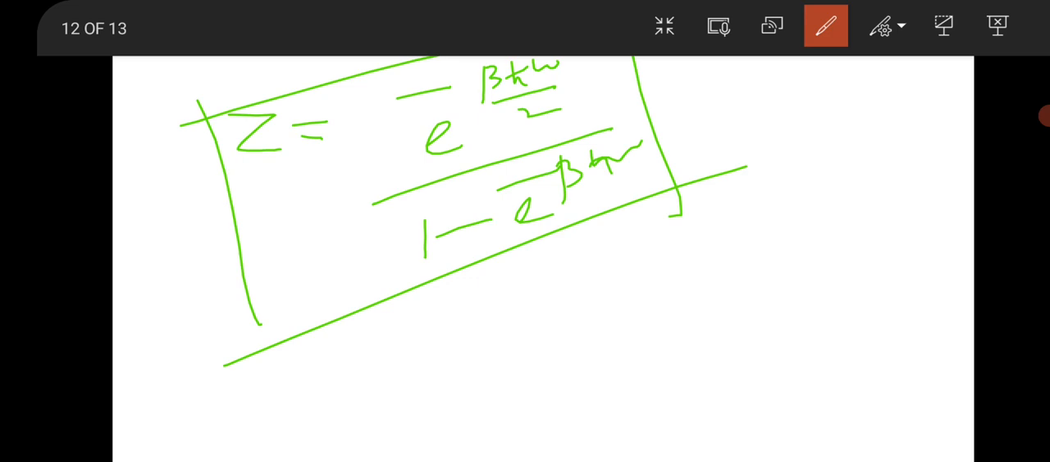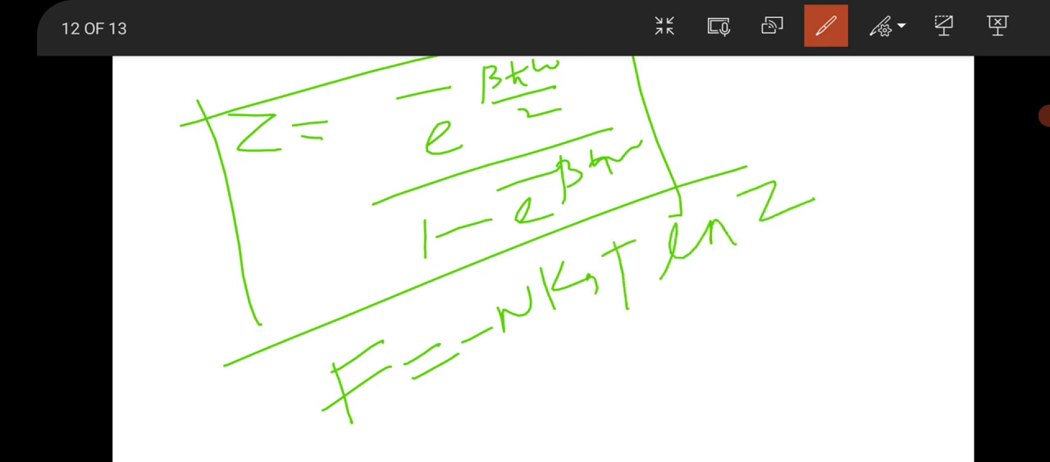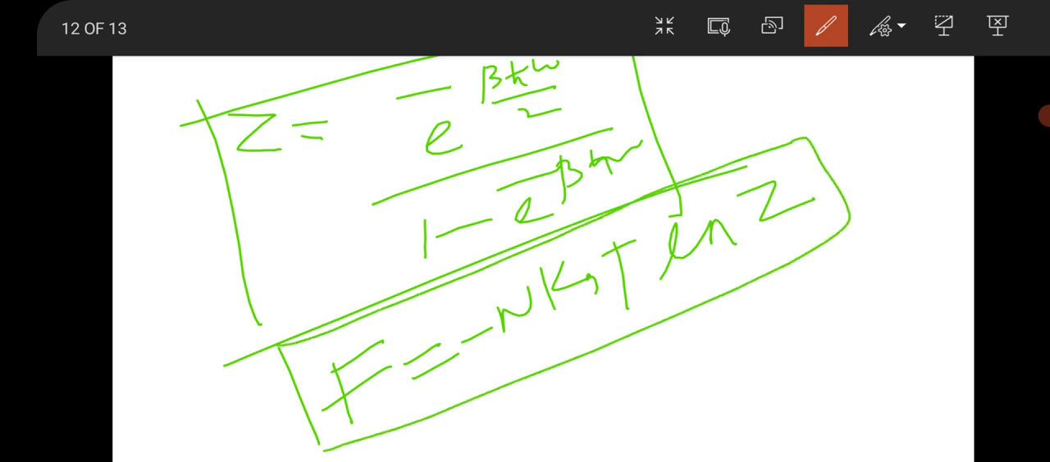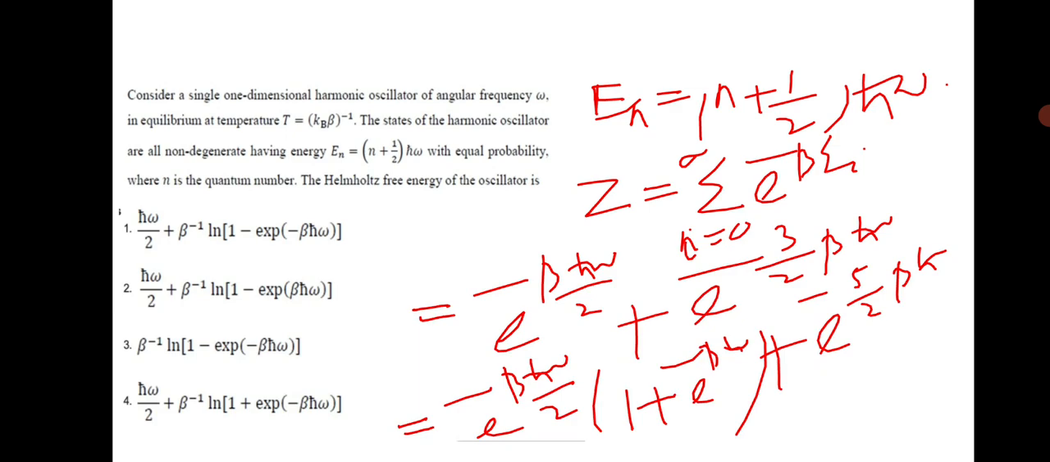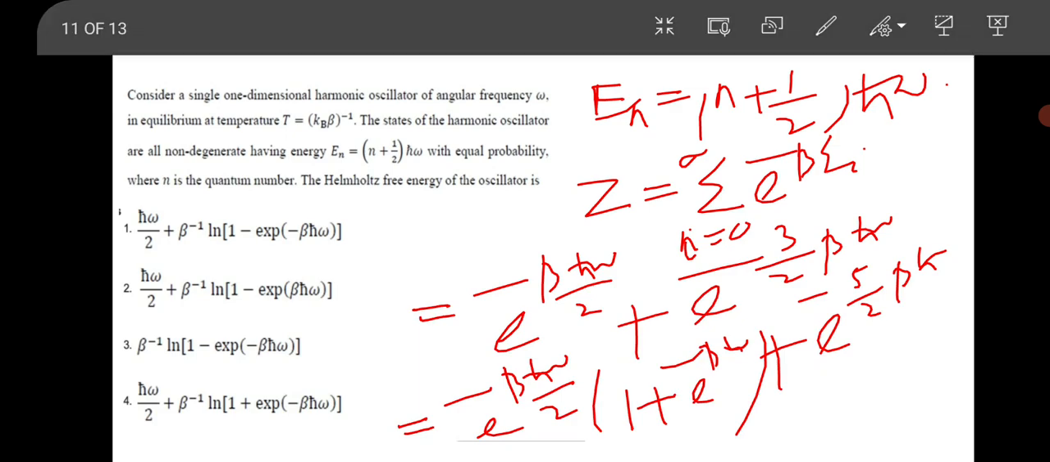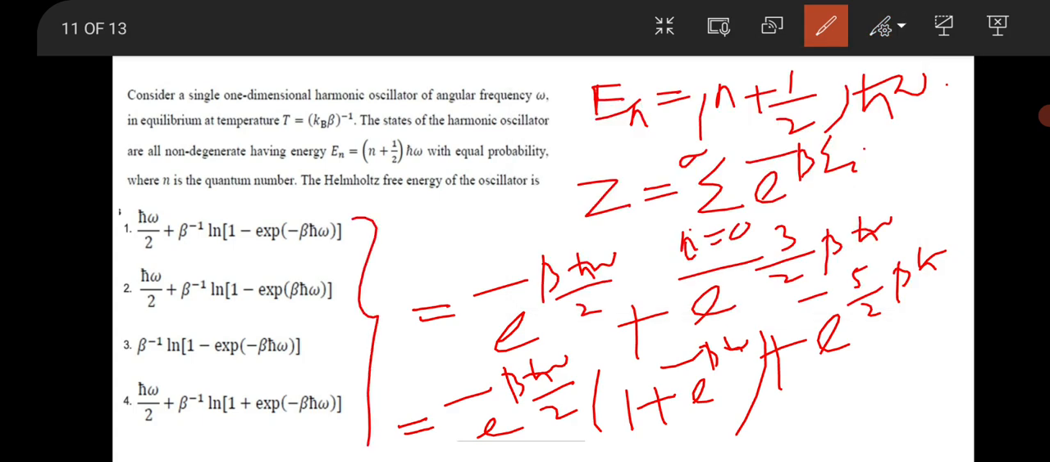Then everything is easy. The Helmholtz free energy is nothing but minus N kB T ln Z. Just put Z here and use the ln formula, that is ln(a by b) is nothing but ln a minus ln b. You will get the answer, and you check which option is matching with your answer.